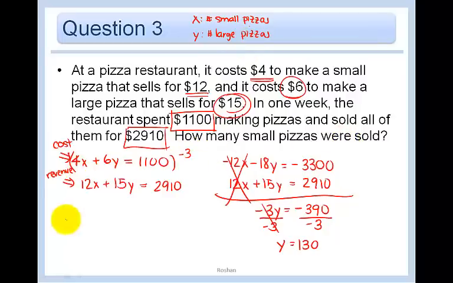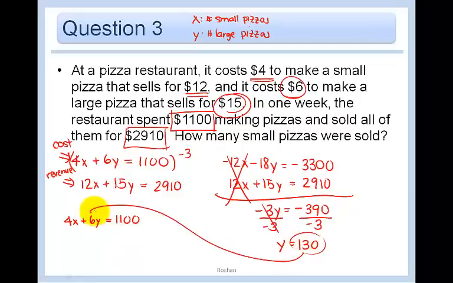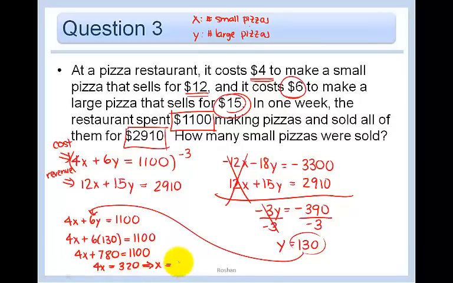So let's just choose the top equation. 4x plus 6y, where y was 130. I'll plug that into the next step so you don't get confused. So I'm going to just plug this in there. And so I end up getting 4x plus 780 is equal to 1,100. So 4x is equal to 320, making x equal to 80. So that means we sold 80 small pizzas.